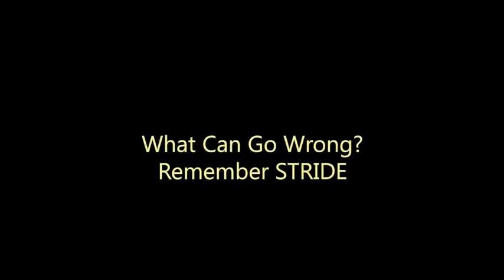So let's move on to question 2. What can go wrong? And when we ask what can go wrong, there's a mnemonic that I like to use, which is STRIDE. STRIDE stands for spoofing, tampering, repudiation, information disclosure, denial of service, and elevation of privilege. I assume you all have that. Let's move on to the next thing, right?